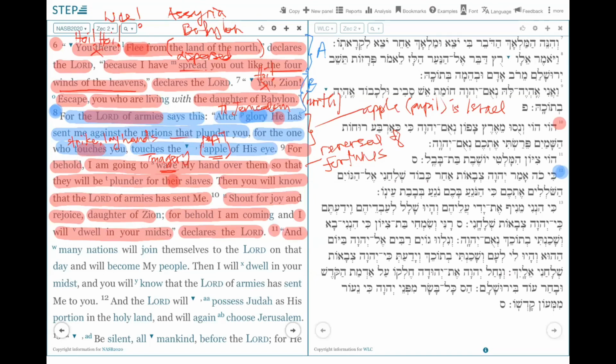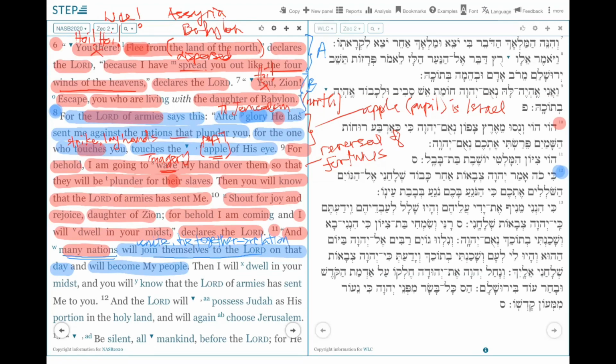Verse 11, and many nations will join themselves to the Lord on that day and will become my people. Now, this is a very interesting expression. Many nations will join themselves. This idea of joining literally means to unite. It is also with the idea to twine, I guess, to tie together. Tie together. And so, in a relationship with God, so again, we are talking about something that is going to happen in the future, right?